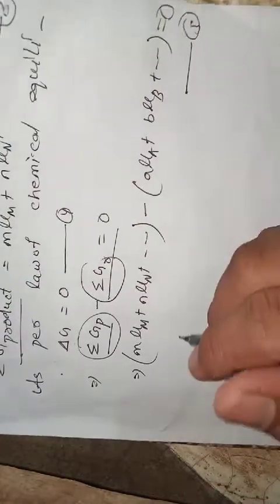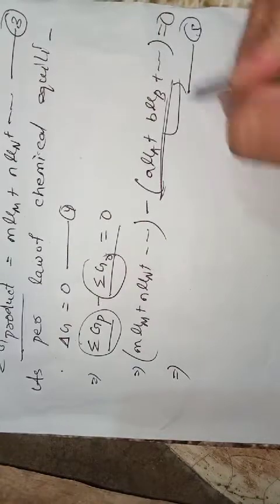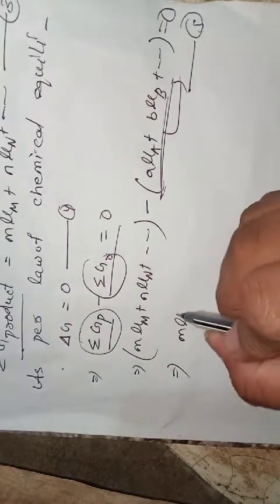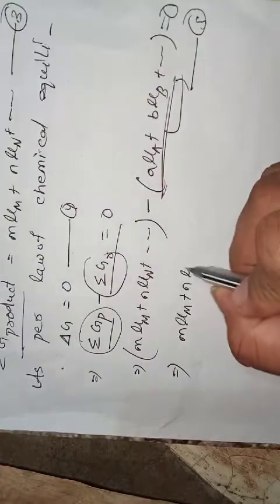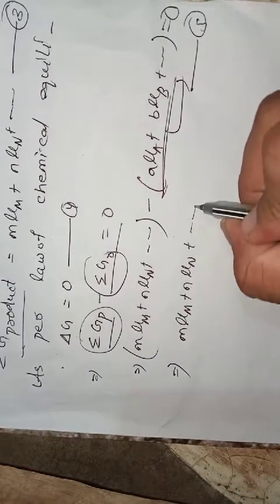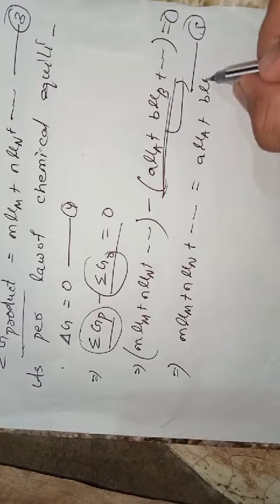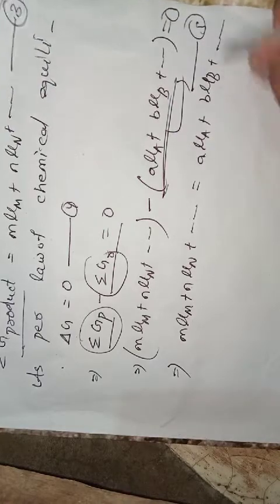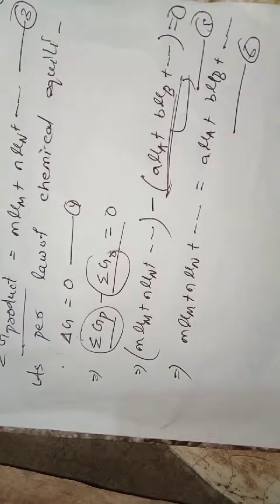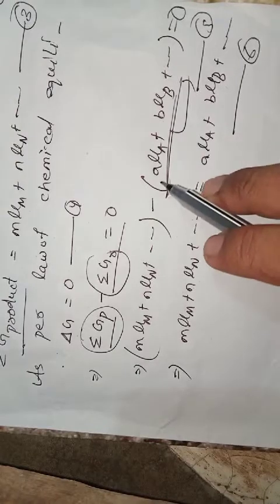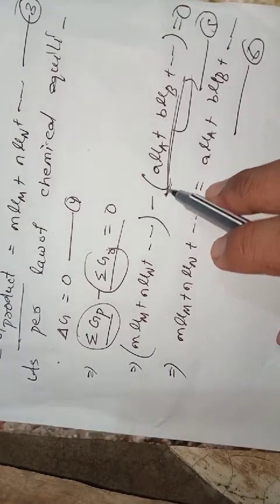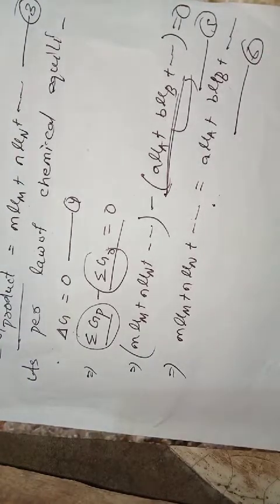Now we'll take this to the right hand side. So m mu M plus n mu N is equal to a mu A plus b mu B. We'll take this as equation 6. In this step, we only took the product side to the reactant side.